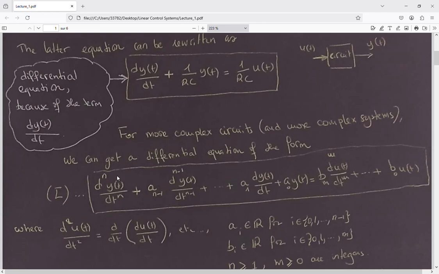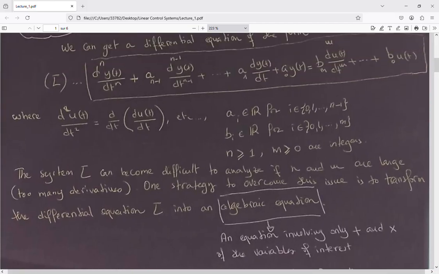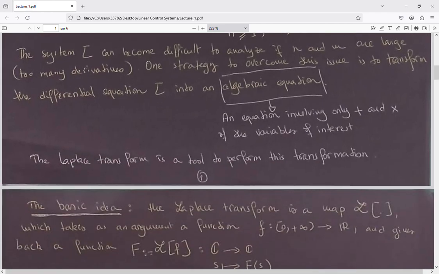So what is our objective? Our objective via the Laplace transform is basically to transform this differential equation into an algebraic equation. So namely, what we want is to transform these derivatives here into additions and multiplications. So we don't want anymore to have time derivatives in our relation between the input and the output. And one way to perform this transformation is through what is called the Laplace transform.